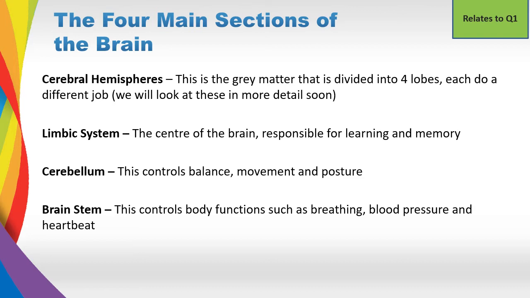We then have the limbic system. This is at the centre of your brain, and it's responsible for learning and memory. We have the cerebellum, which we saw on that picture before, and this controls your balance and movement and even your posture. And the brain stem right at the bottom of your brain. This controls the body functions like breathing, blood pressure and heartbeat.